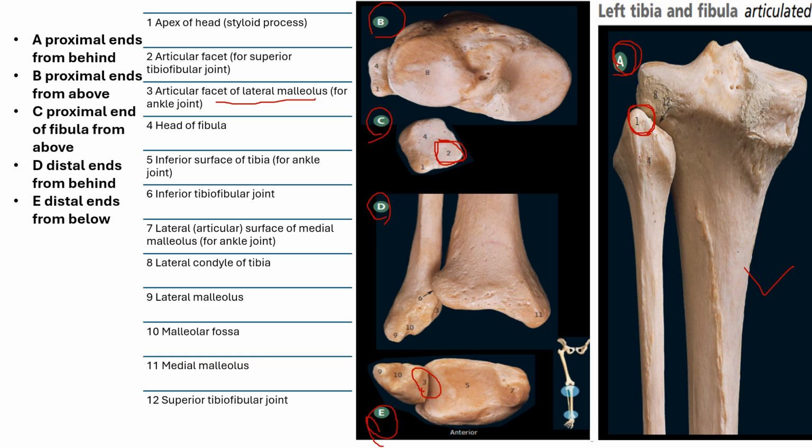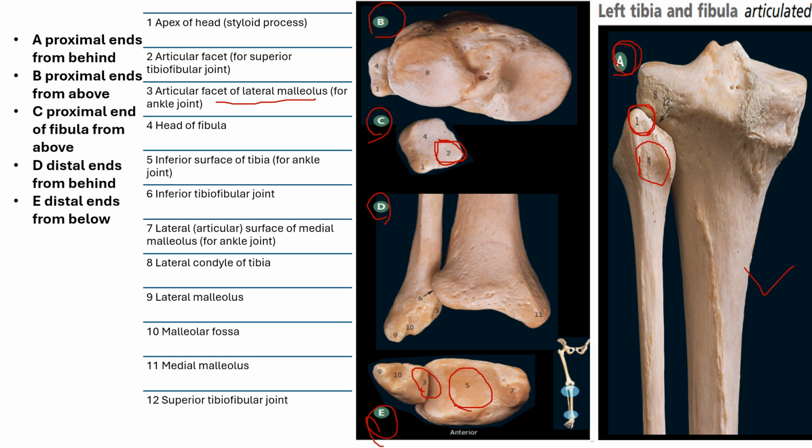The fourth one is the head of the fibula in image A. The fifth one is the inferior surface of the tibia. Here in the E figure, we have the inferior surface of the tibia that forms the ankle joint with the talus.